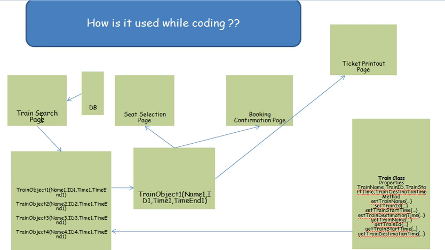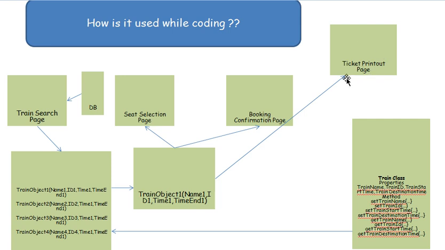So what you could do is select one of the trains and then move on to the next page. The same train details, the train name, train ID, train start time, and train destination, would show up in the next page selection, right? The same details would appear in the booking confirmation page, and again in the ticket printout page.